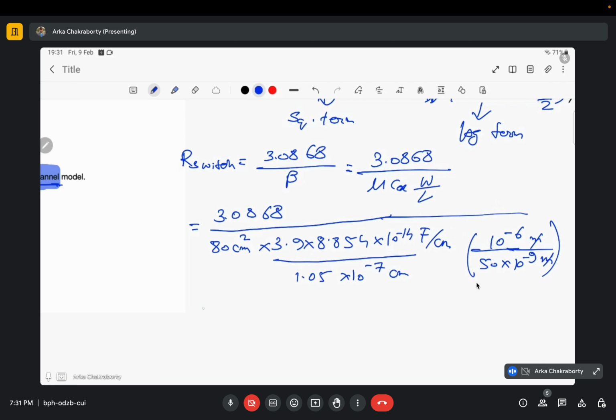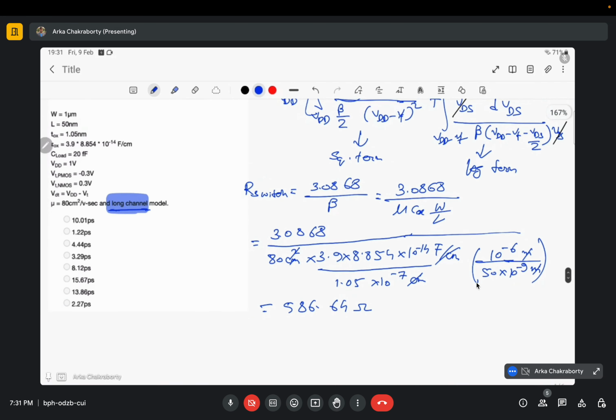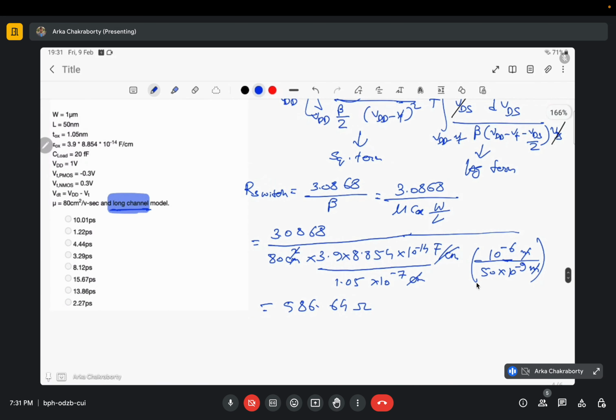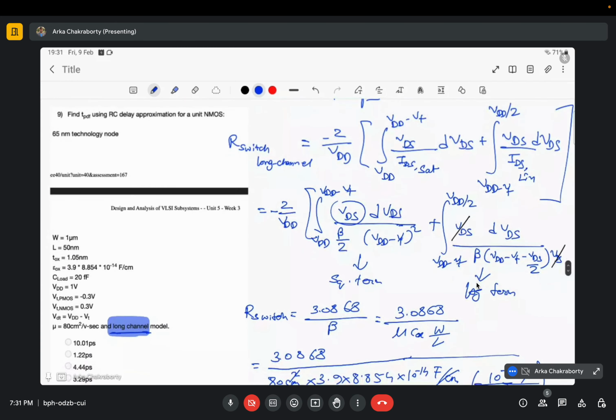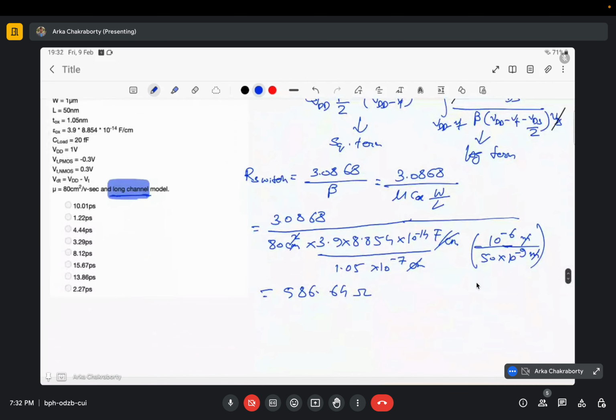So let me solve it. Give me a minute. Centimeter will cancel. I'll be getting something as 586.64 ohm. Okay, this is R switch, 586.64 ohm.